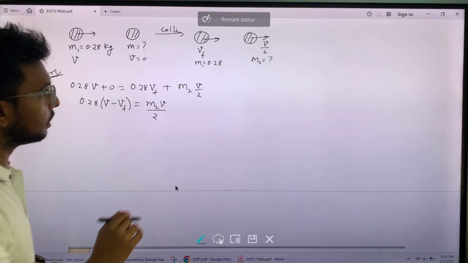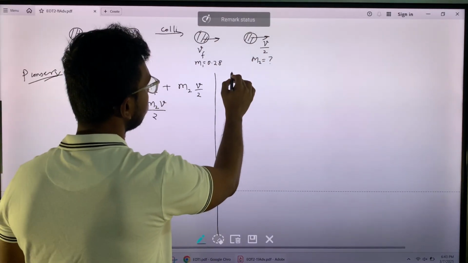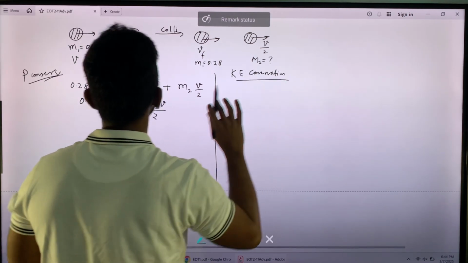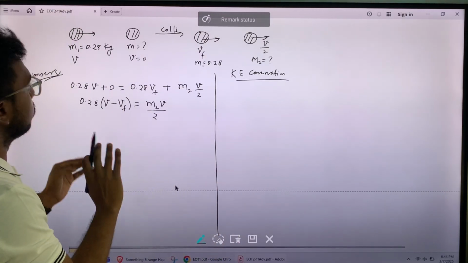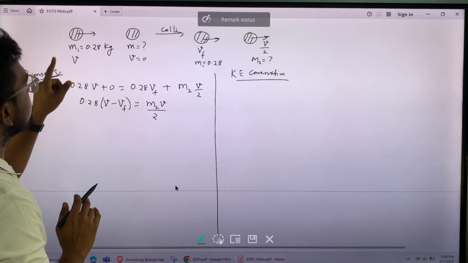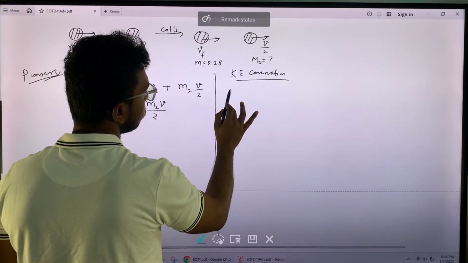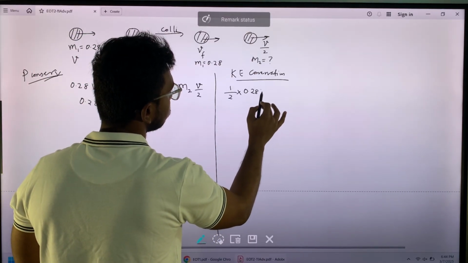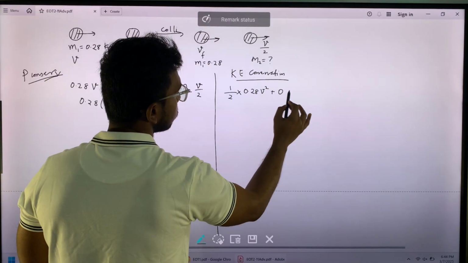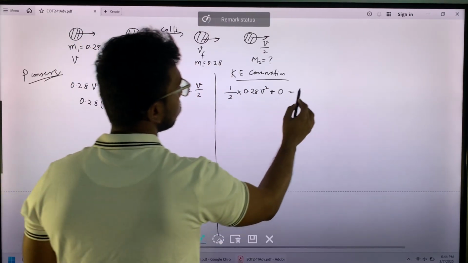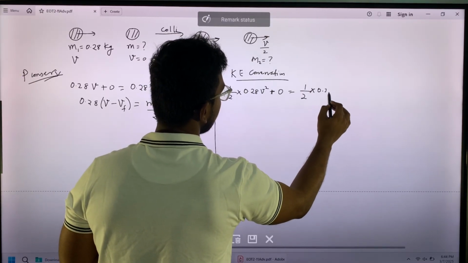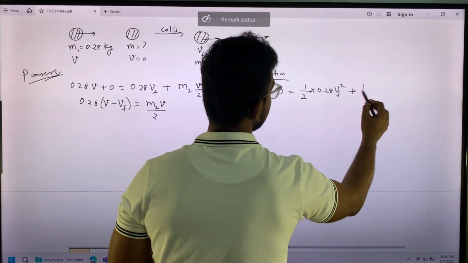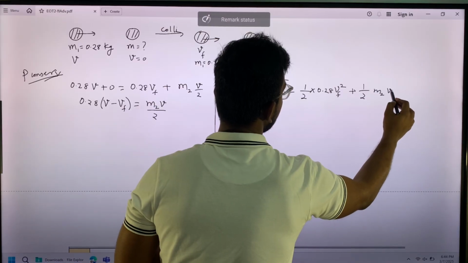Now we can also do kinetic energy conservation. So I'm dividing it into two parts. Kinetic energy conservation. Let's try to do that, because here we have 3 unknowns, so that's why we don't know how the equations are going to turn out. So for kinetic energy conservation, half mv squared. So that means half times mass, which is 0.28, times v square plus 0 equal half 0.28 times vf square plus half m2, we don't know the mass, and v by 2 square.